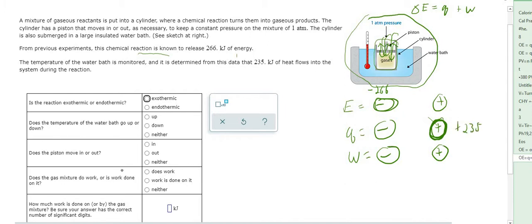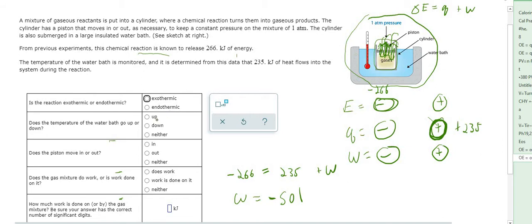All right, and it's going to ask us then about the piston moving and work and how much work. Can we quantify that work? Okay, so we know that delta E, which is minus 266, is equal to Q, which is going to be 235, plus the work. So if I solve for work, then work is going to be equal to a minus 501. That negative sign tells me that the system is doing work, and that piston then has to be going out. It has to be being pushed out.